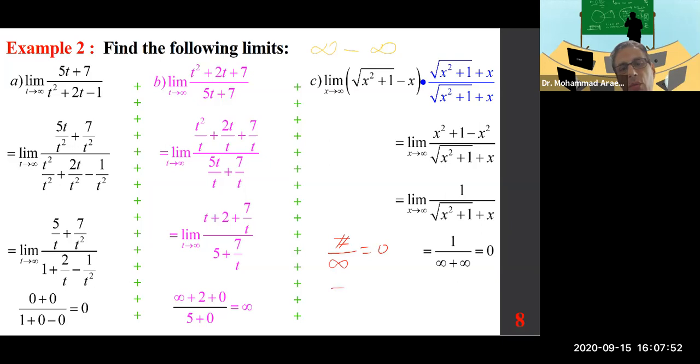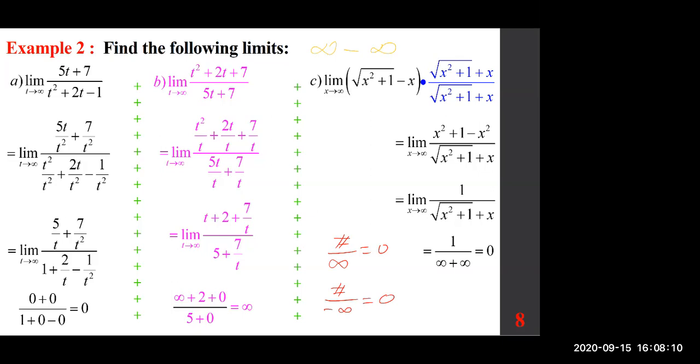Any number, again, we are looking at numbers, okay, not infinity, 5, 10, 10 billion, divided by negative infinity, the same thing, gives us 0. I hope everybody is comfortable with the concept.